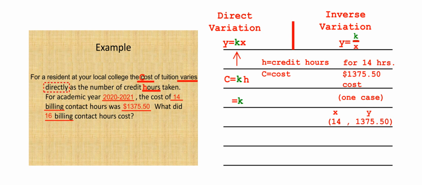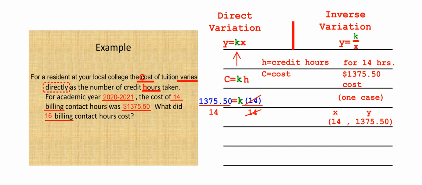So C equals k times H. The k is going to be there, and we're going to try to solve for k, but we're replacing the C value with the cost that they're providing us as a reference, $1,375.50, and the H value, which is 14 credit hours in this case. We substituted, and that's a matter of solving for k. So let's solve for k. In other words, divide by 14 on both sides. Getting rid of the 14 cancels out on the right side. That leaves us with 1375.50 divided by 14.